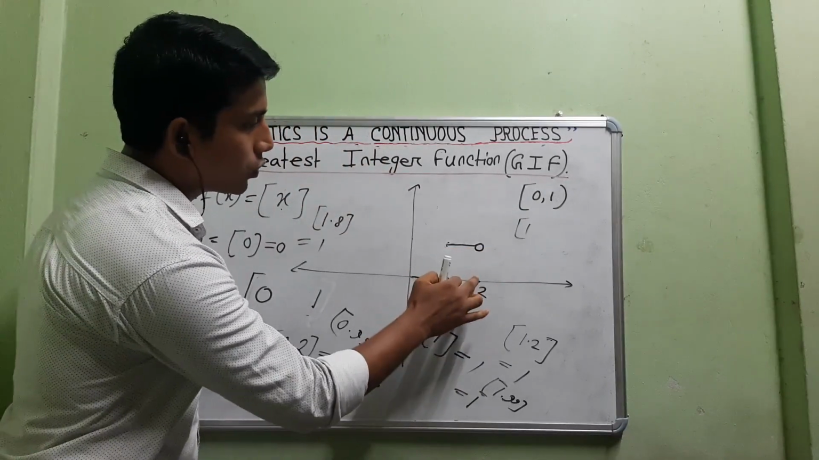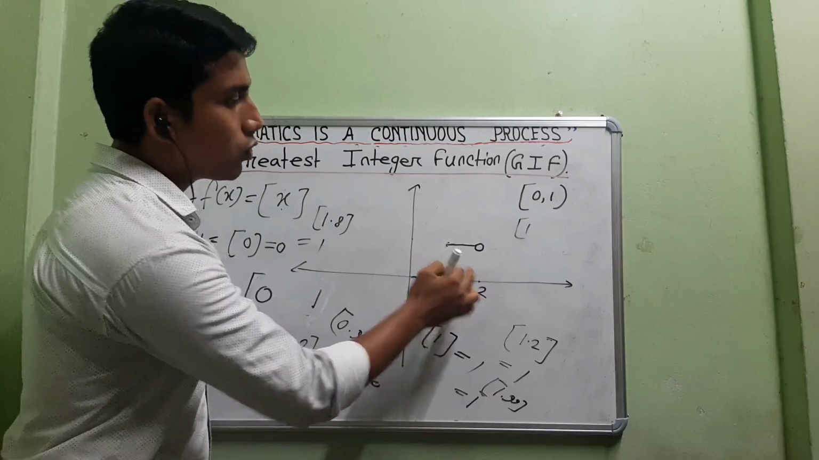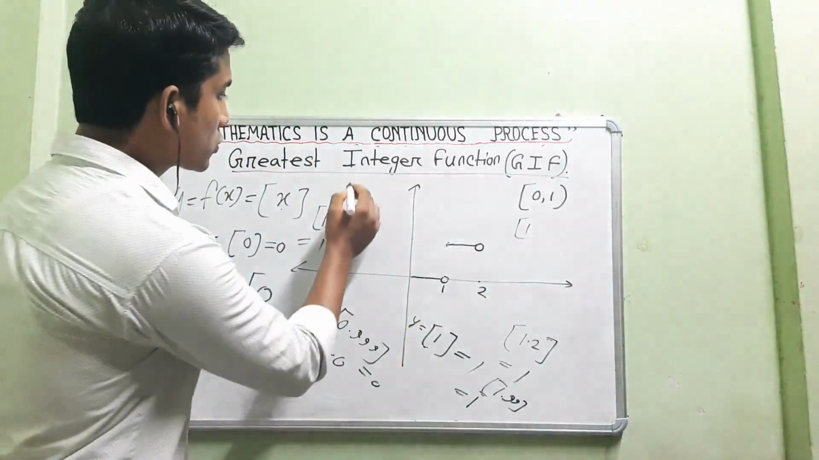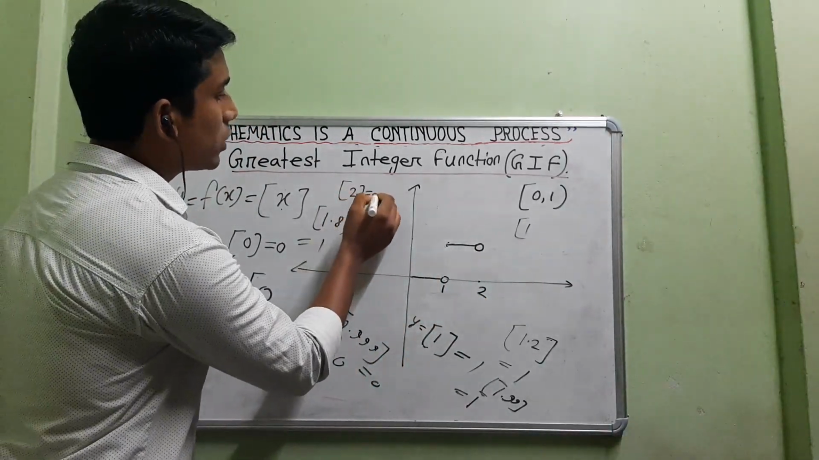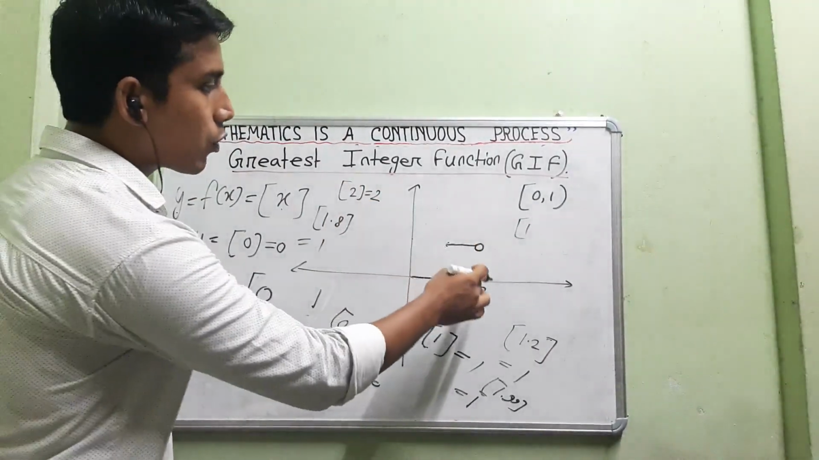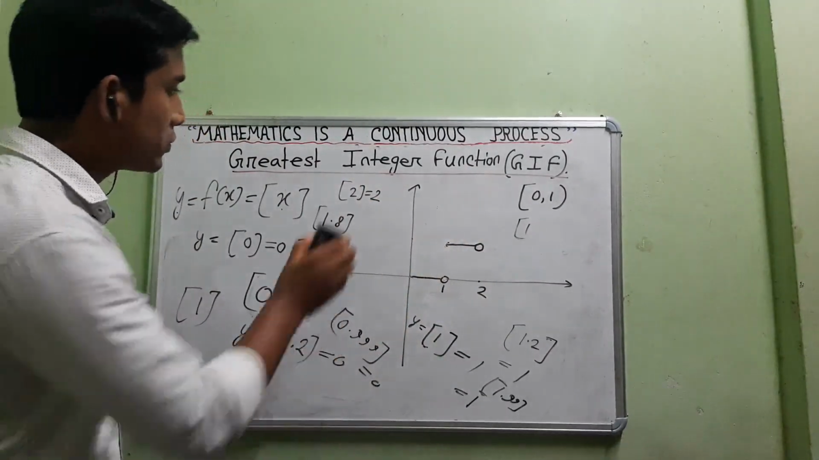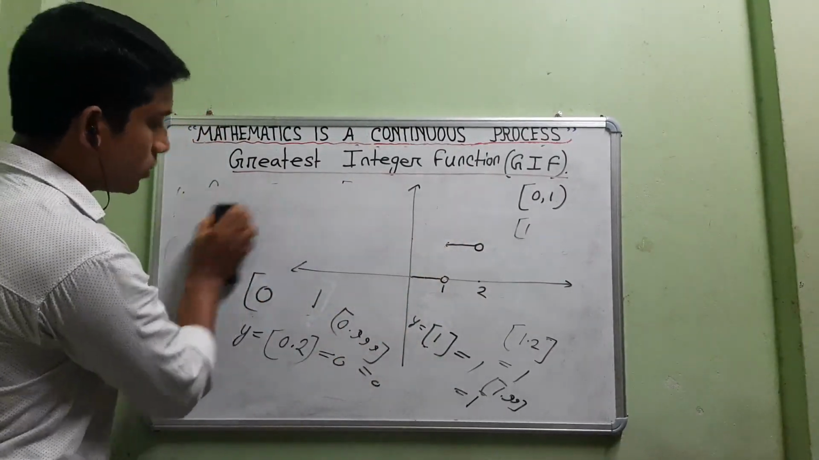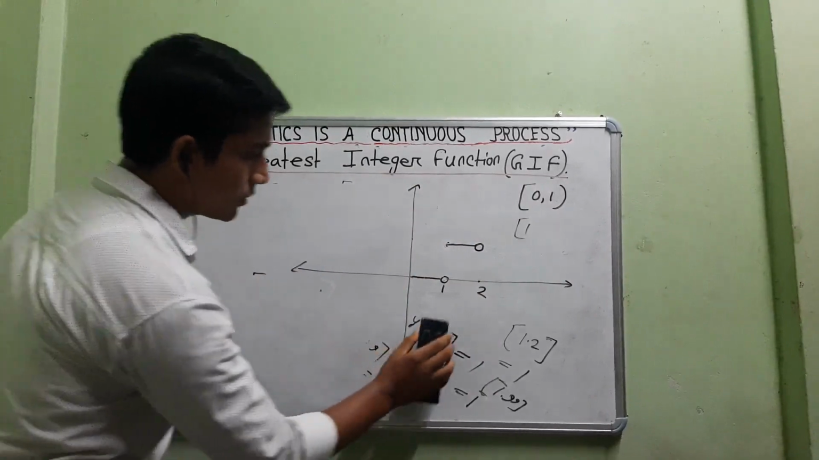Because at the point 2 I will not get 1. At the point 2, what will I get? Box of 2 will be again 2. So at the point 2 the value will change.